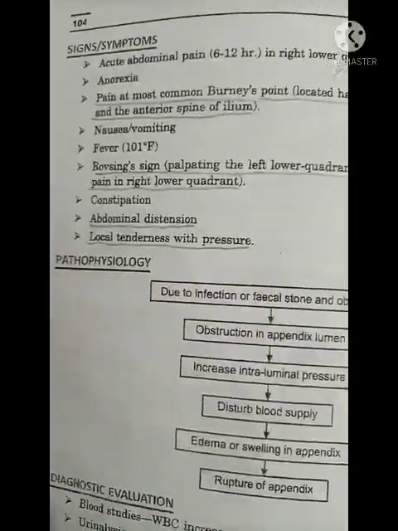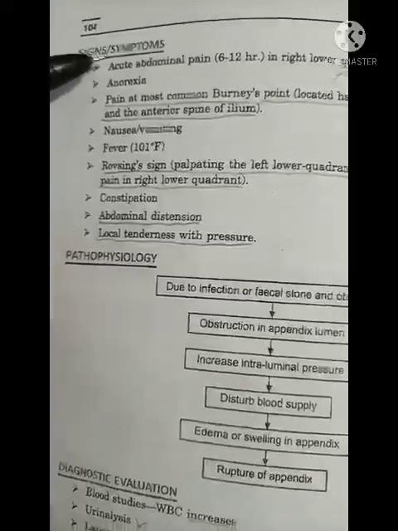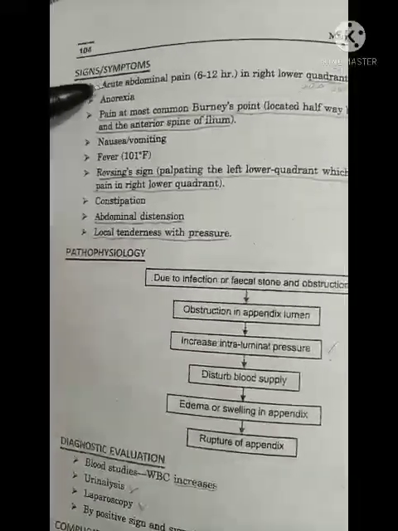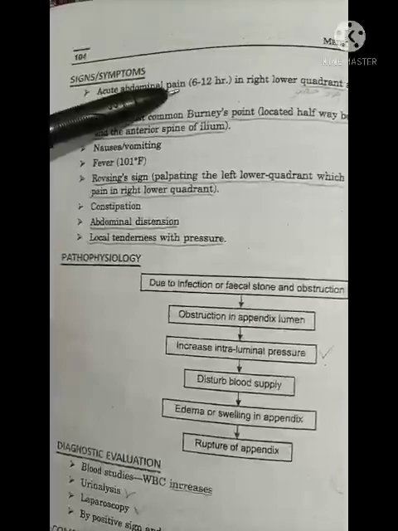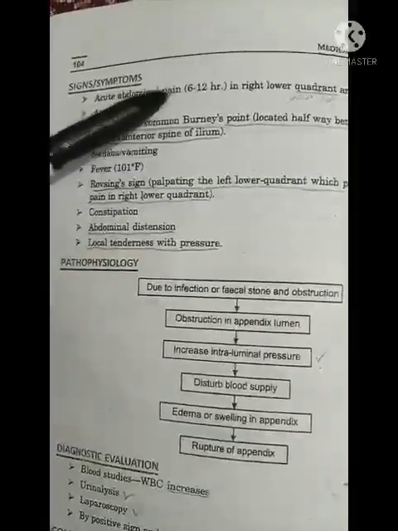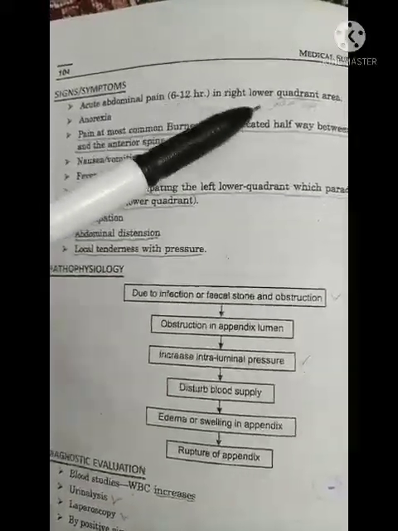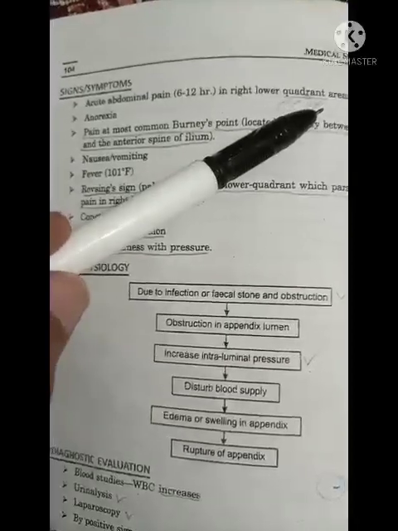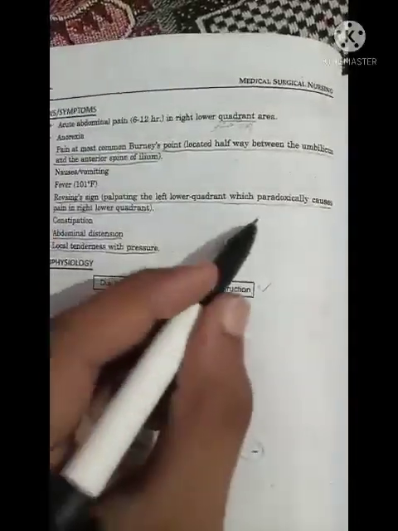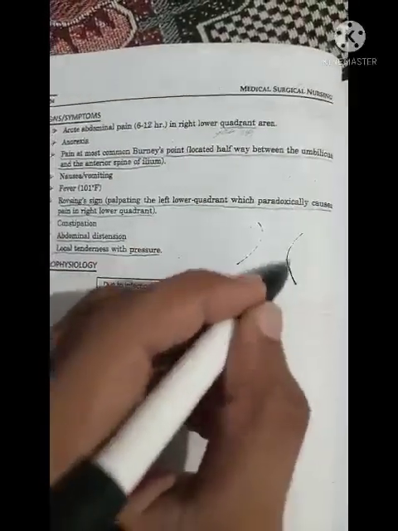So now we will be looking at the signs and symptoms of appendicitis. Signs and symptoms will be acute abdominal pain. The patient will complain of abdominal pain for 6 to 12 hours in the right lower quadrant area of the abdomen. The patient will complain of pain in the right lower quadrant.